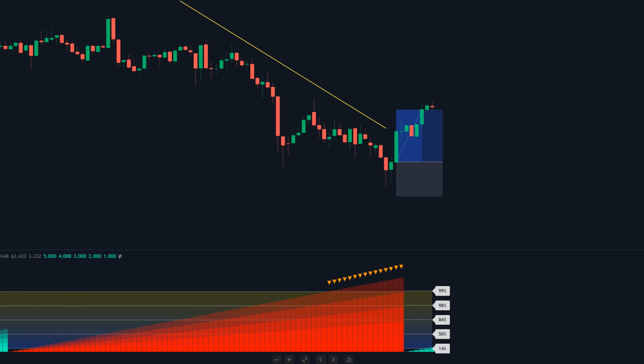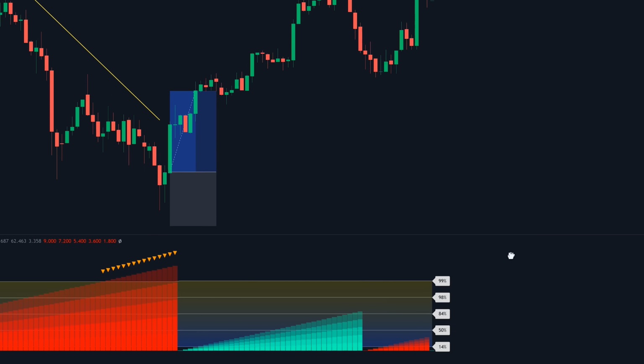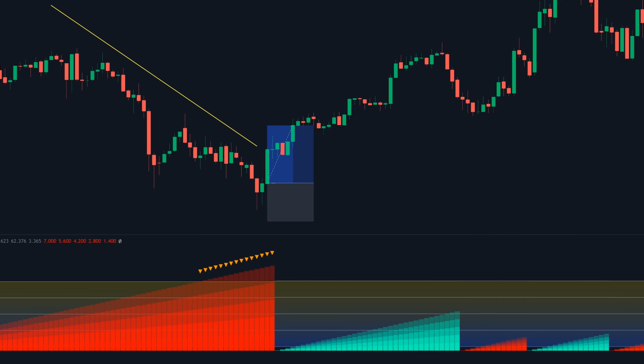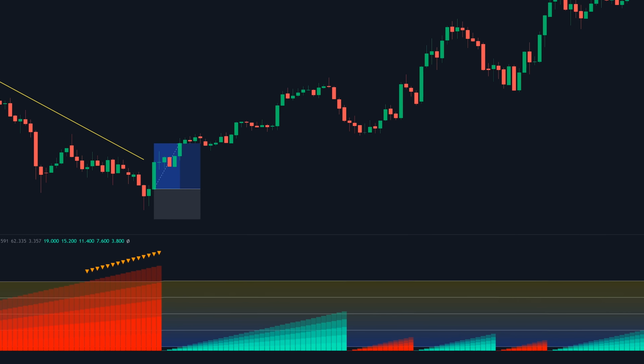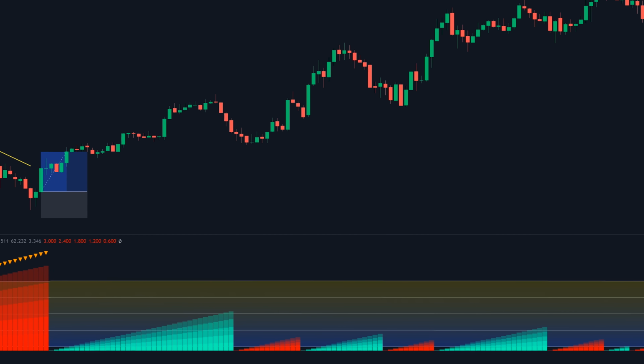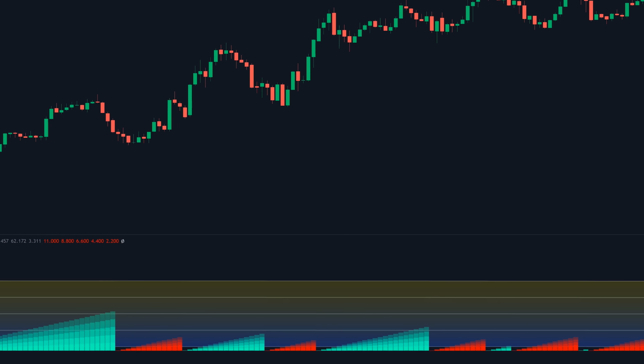Ladies and gentlemen, this is the trend reversal probability indicator, a super powerful trend reversal tool that you can use to identify when the market is about to change direction. In this video, we're gonna go over what this indicator is and how you can use it in your trading.